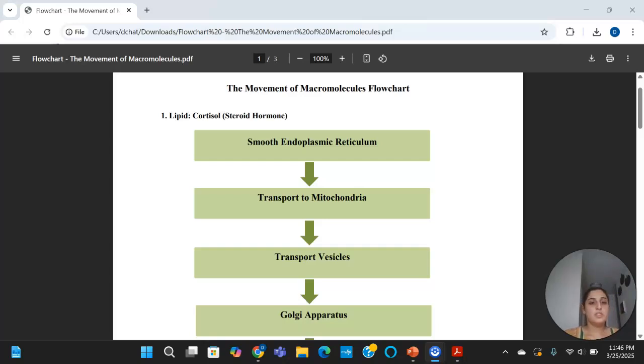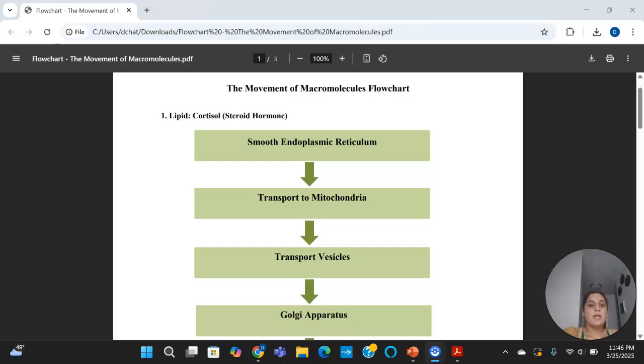The first one is cortisol, a lipid that belongs to the steroid hormone class, which is derived from cholesterol. Since cortisol is hydrophobic, it can easily pass through cell membranes and bind to intracellular receptors. Cortisol is produced by the adrenal cortex, the outer layer of the adrenal glands, and is essential for immunological control, metabolism, and stress response. Synthesis and transport differ from protein-based molecules because it is a lipid.